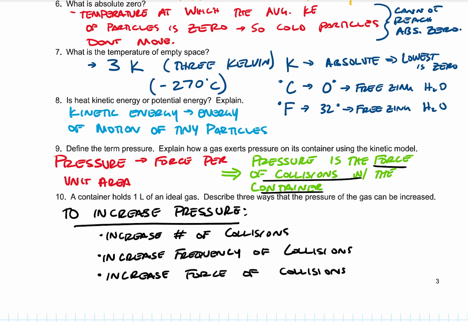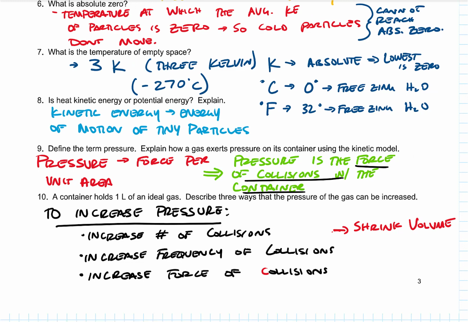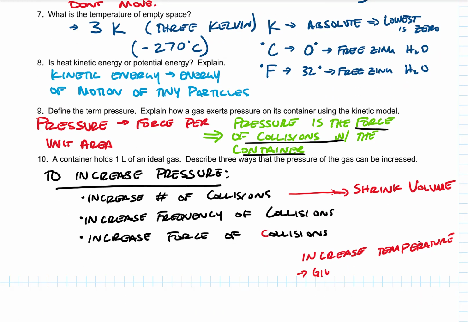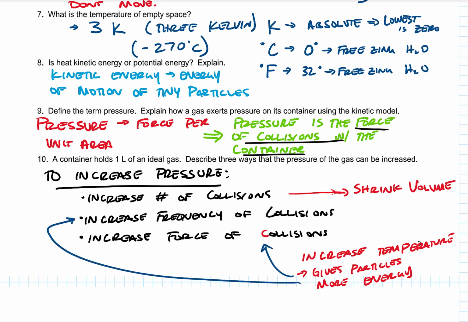So, increasing the number of collisions, one of the ways that we can do that, we can shrink the volume. Shrinking the volume is going to increase the pressure because we're going to get more collisions with our surroundings now. Another way that we can do this is to increase the temperature. What that does is it gives particles more energy. And the two things that more energy gets us, we get more force in our collisions and we get more frequent collisions.